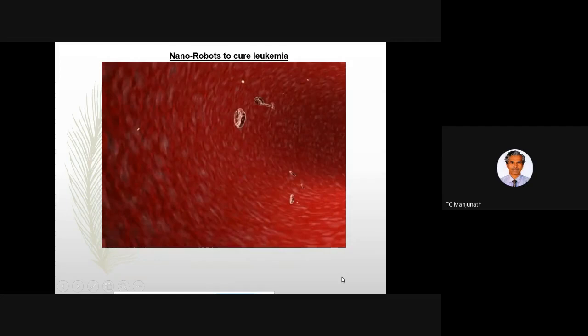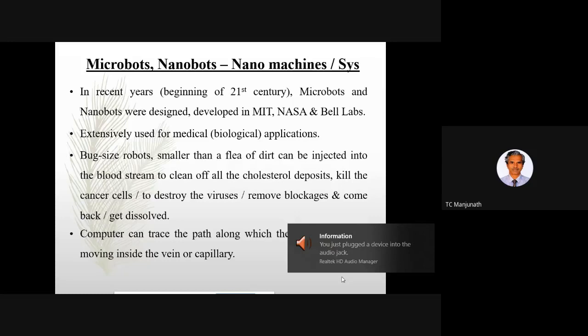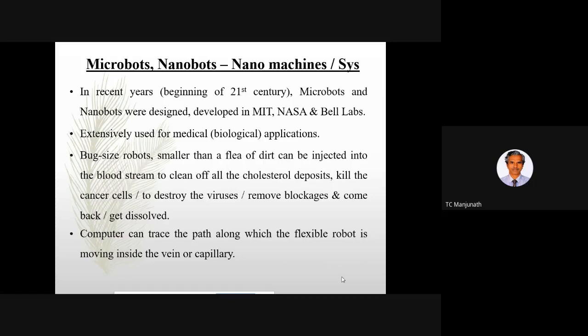Now, the micro and nano machines. In recent years, in the beginning of the 21st century, microbots and nanobots were designed and developed at MIT, Massachusetts Institute of Technology, NASA, and Bell Labs. They are extensively used for biomedical applications or biological applications. Bug-sized robots molded in a fleck of dirt can be injected into the bloodstream to clean off all the cholesterol deposits, kill the cancer cells, destroy the viruses, remove the blockages, come back and get dissolved.